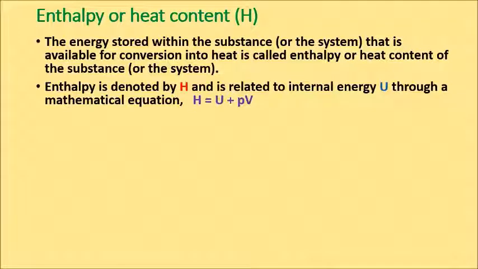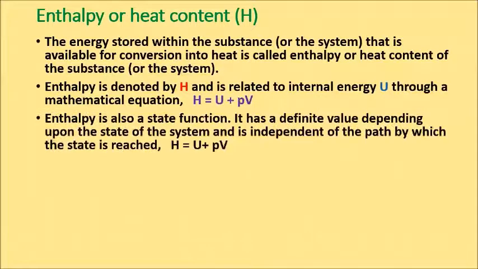It is denoted by H and related to the internal energy U through a mathematical equation. H is equal to U plus PV. U is internal energy, P pressure, and V volume. Enthalpy is also a state function. It has a definite value depending upon the state of the system and is independent of the path by which the state is reached. That's why we are giving the equation H is equal to U plus PV.